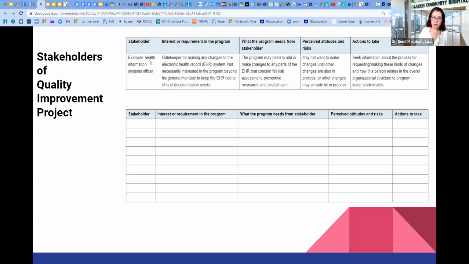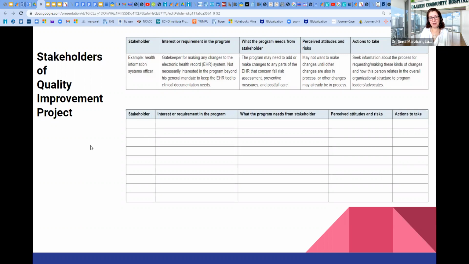For example, here, one of the stakeholders is the Health Information Systems Officer. They don't like to make changes in the EMR. You see, the quality improvement team is insightful about the interests of different people that can affect your project, your ideas and your outcomes. Not necessarily interested, but they are designing actions for how to engage these people with the quality improvement project. So here you see a template for a stakeholder analysis.